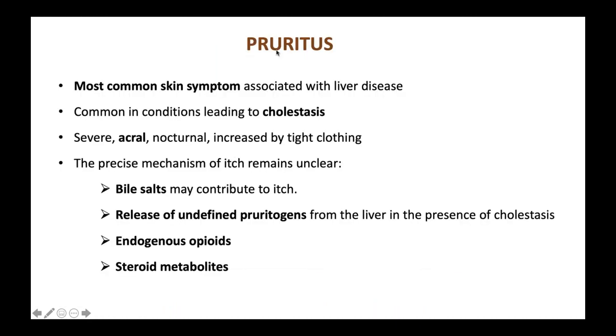So next we come to pruritus as part of chronic liver disease. This is the most common symptom associated with liver disease, and it is common in conditions associated with cholestasis. It is severe, acral in nature, nocturnal, and increased by tight clothing. So these are some of the important underlying mechanisms: bile salts, release of undefined pruritogens from the liver in the presence of cholestasis, and a role of endogenous opioids and steroid metabolites.